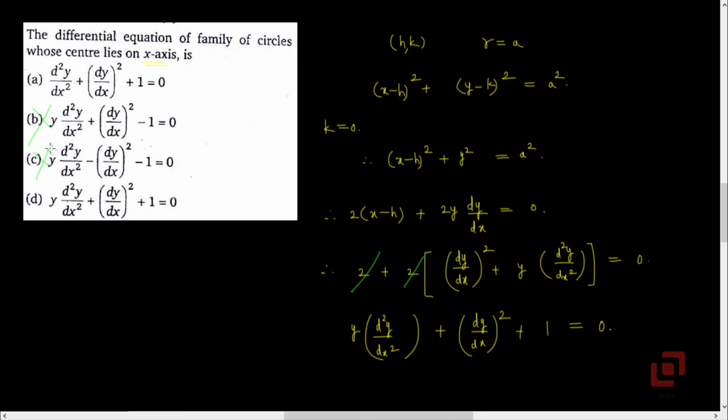B and C are not right because they have -1. A is not right because the coefficient of d2y by dx squared is 1 and in the solution it is y. Hence the correct option is D. Y into d2y by dx squared plus dy by dx raised to 2 plus 1 equal to 0.